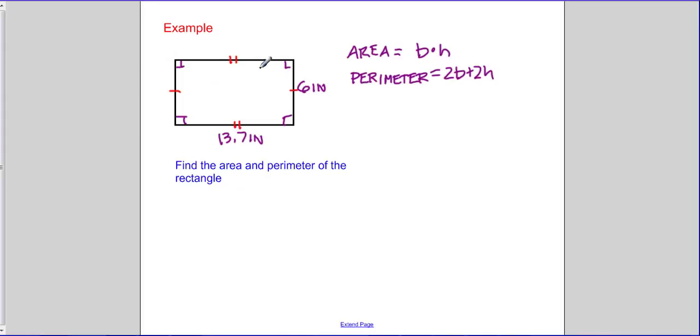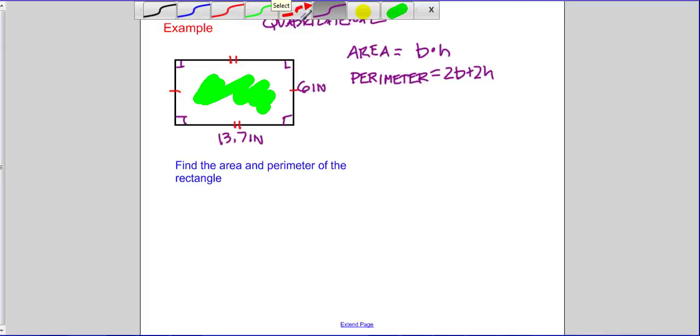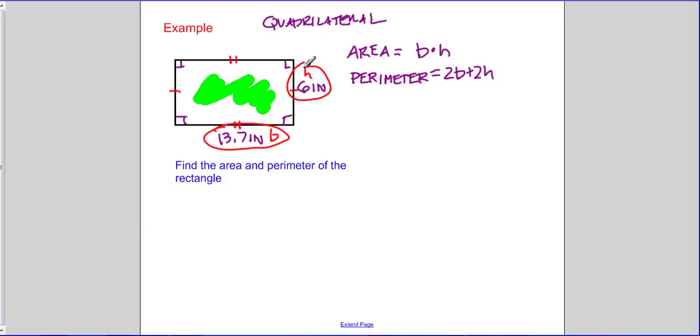Another example, I have a rectangle. A rectangle is a quadrilateral. A quadrilateral is an enclosed figure with 4 sides, and the opposite sides are equal, and you have 4 right angles in a rectangle. So let's find the area and perimeter of the rectangle. The area is the space inside the rectangle, and that's just base times height, or b times h. In this example, this is my b, or base, and this is my height.